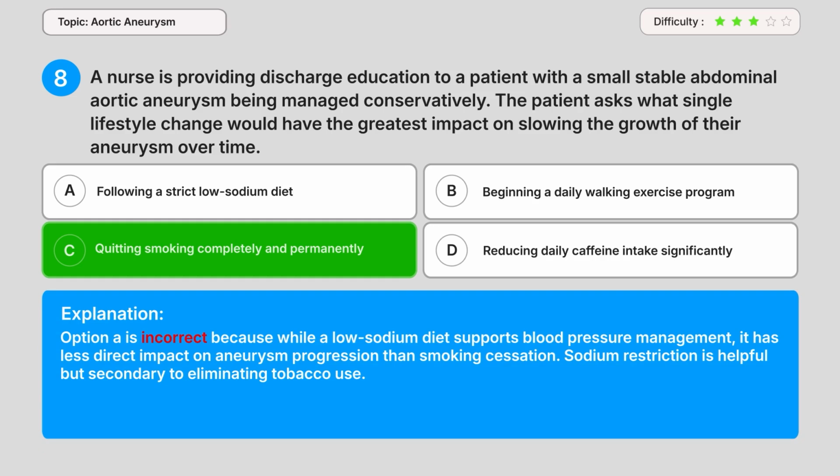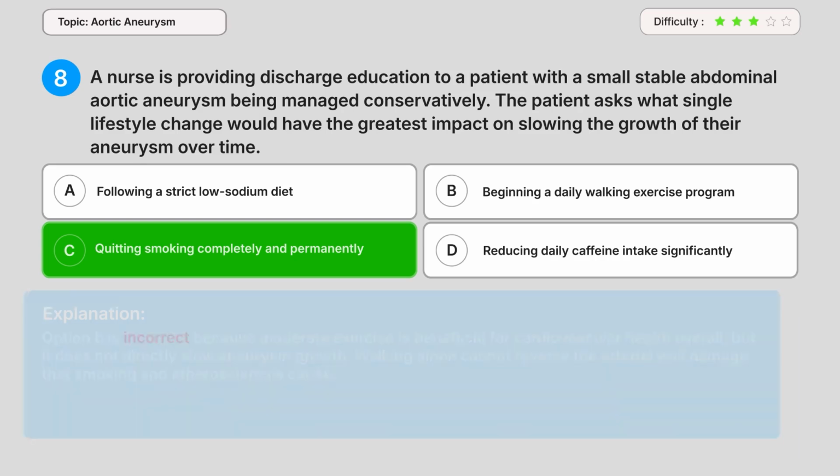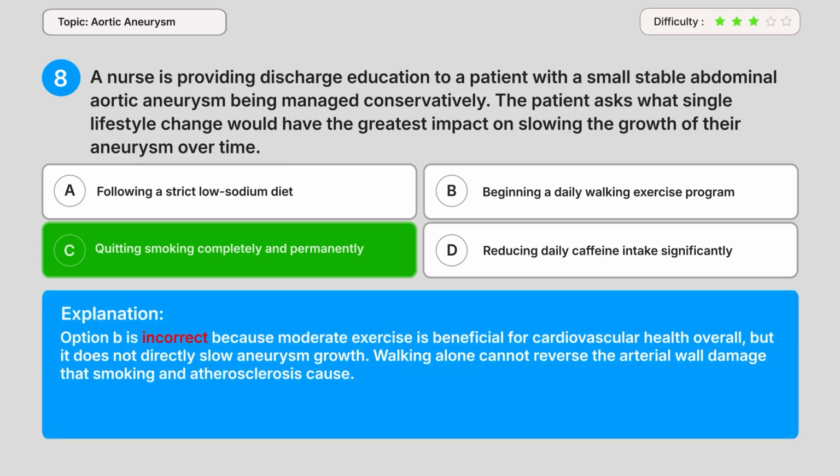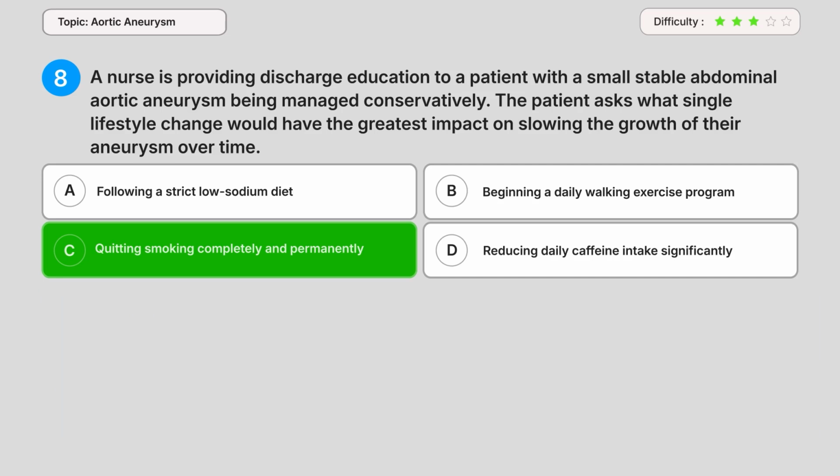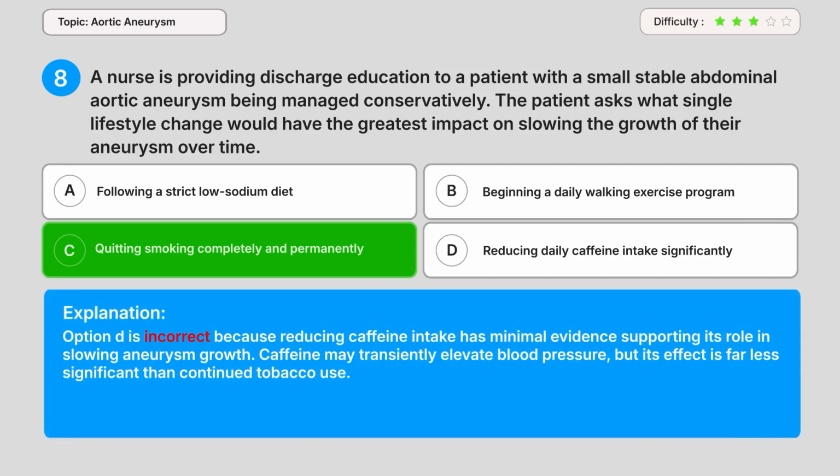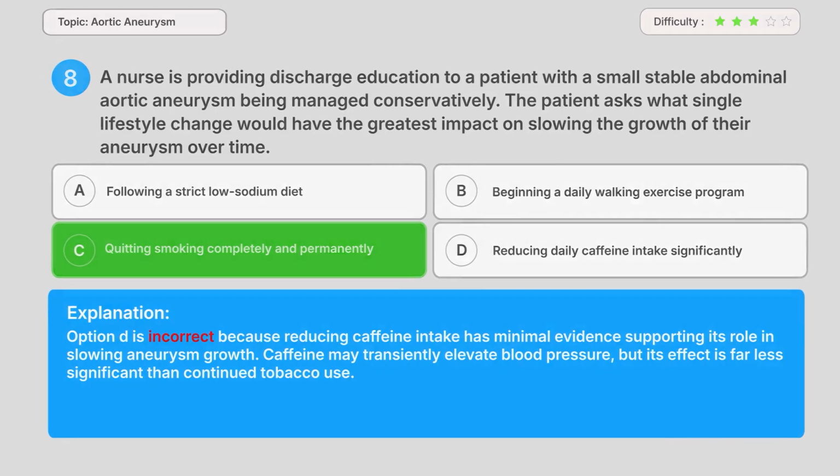Option A is incorrect because while a low-sodium diet supports blood pressure management, it has less direct impact on aneurysm progression than smoking cessation. Option B is incorrect because moderate exercise is beneficial for cardiovascular health overall, but it does not directly slow aneurysm growth. Option D is incorrect because reducing caffeine intake has minimal evidence supporting its role in slowing aneurysm growth.